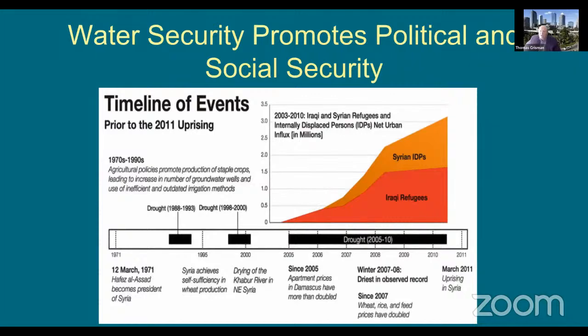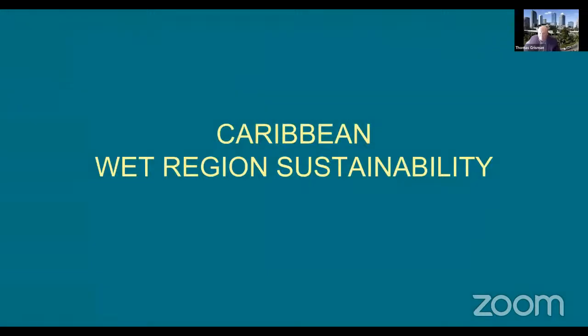Water security promotes political and social security, and the real poster child of this is Syria. If you look at the drought from 2005 to 2010, you can see that Syria got in big trouble, and this is just prior to the uprisings of 2011. So a number of people have said that the loss of agriculture, movement of people to cities, have promoted social unrest, which led to political unrest.